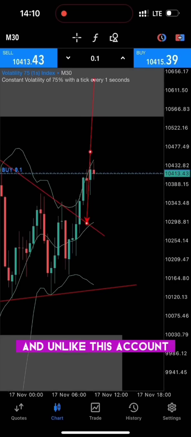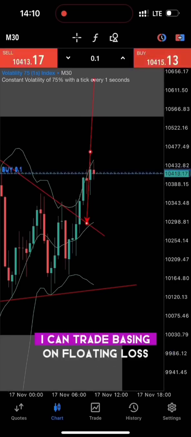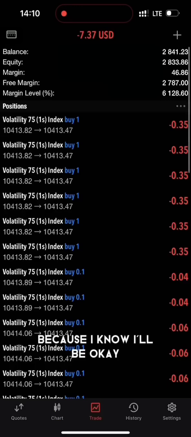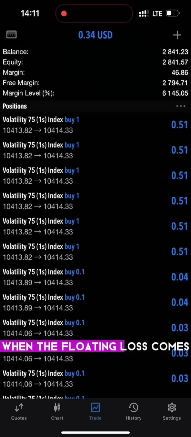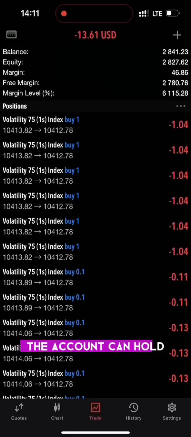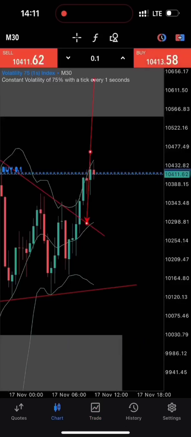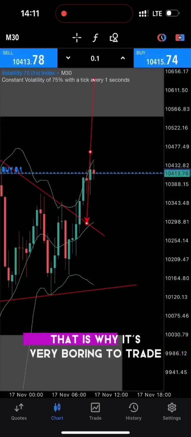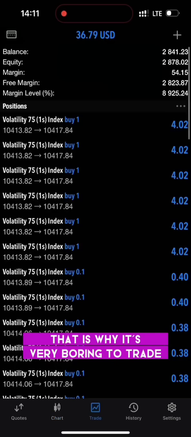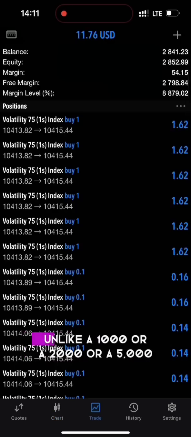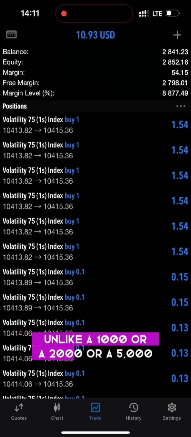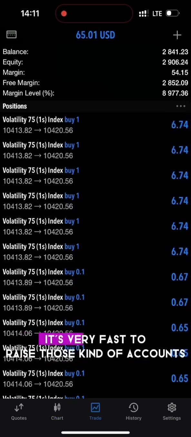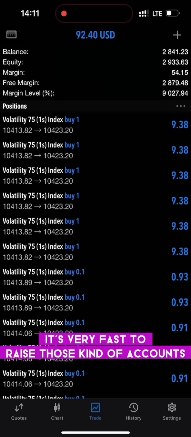Unlike this account, I can trade based on floating loss because I know I'll be okay when the floating loss comes. The account can withstand it, but cents will not withstand, so you need to be very careful. That is why it's very boring to trade a cents account. Unlike a 1000 or a 2000 or a 5000, it's very fast to raise those kinds of accounts.